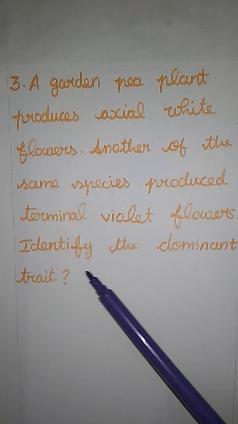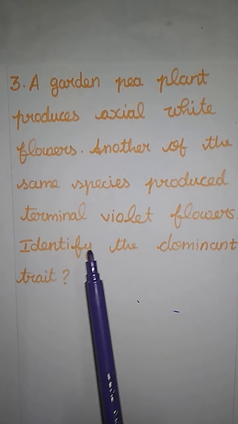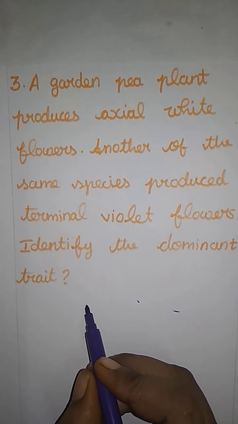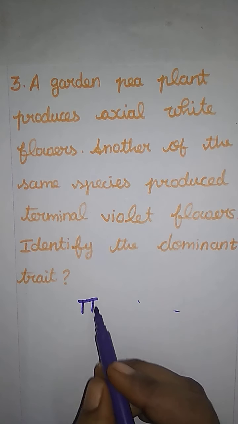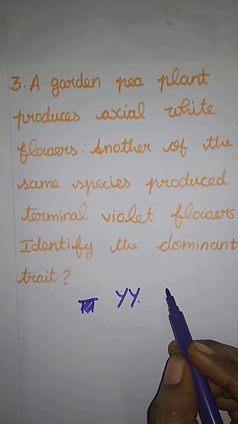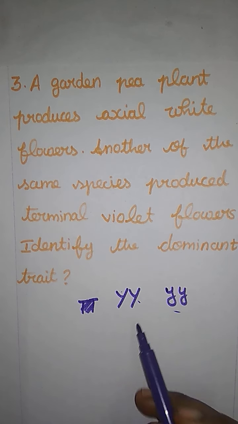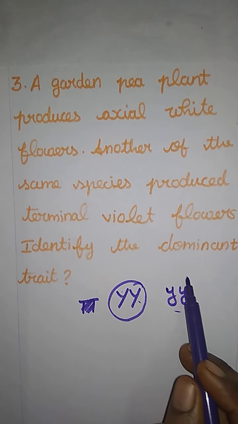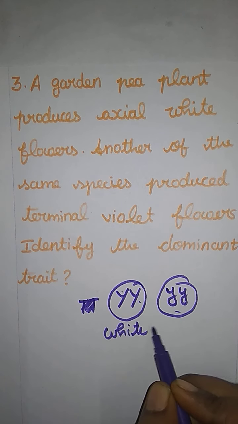Identify the dominant trait. They are asking which one is dominant. A pea plant produces the axial white flower, and the other, for example, let us take it as the axial white flower. We indicate the color with Y, capital Y, and the other produces terminal, that is ending, with small y, the recessive character. The dominant one is the capital and the recessive one is the small. So this is the white, and this is the violet.